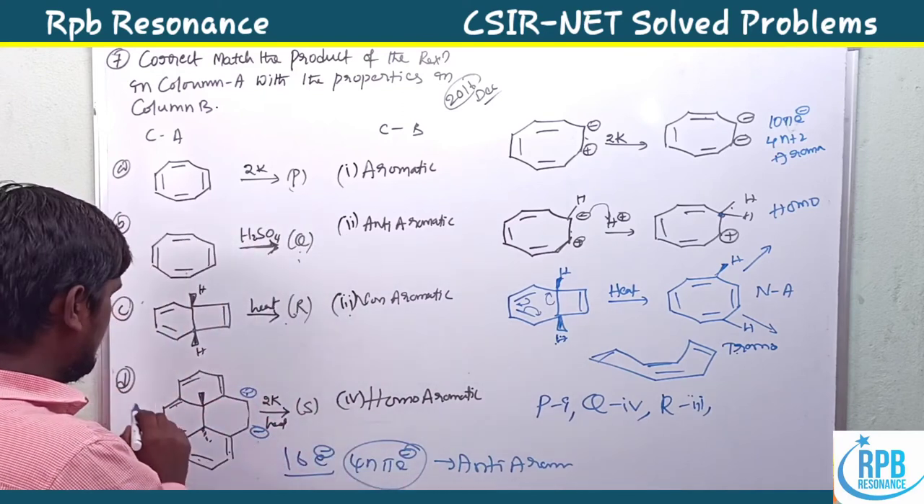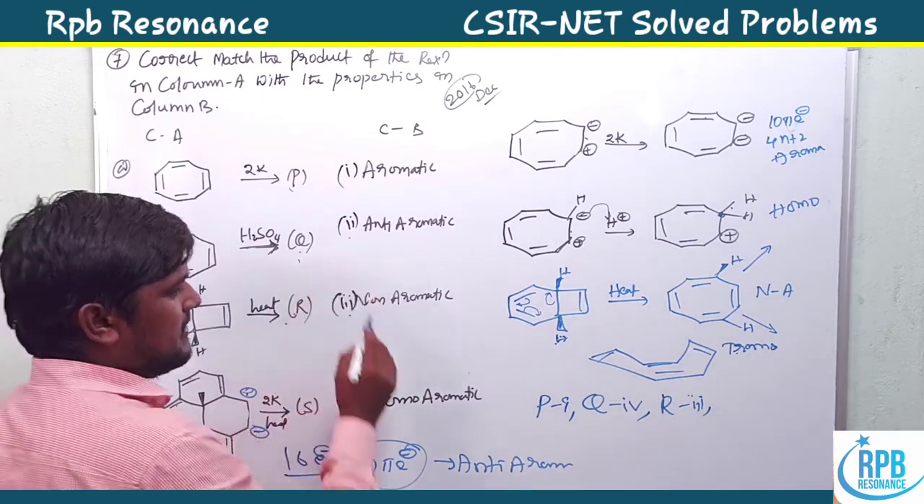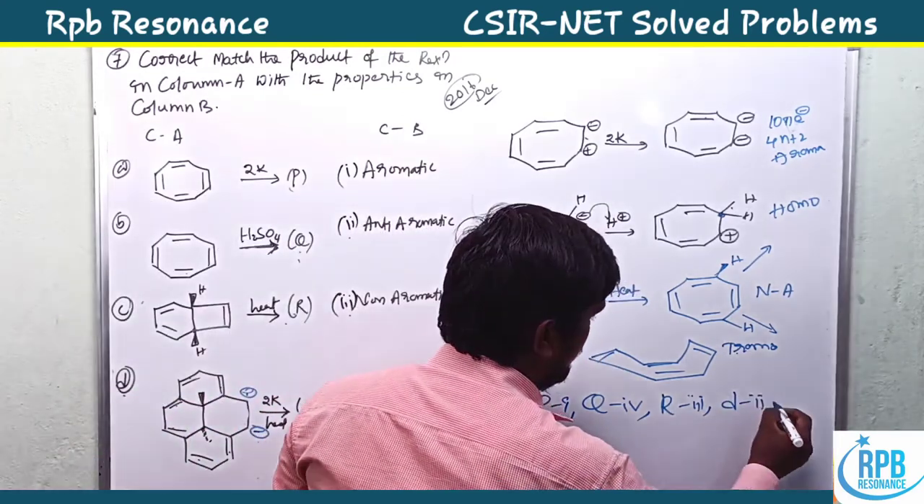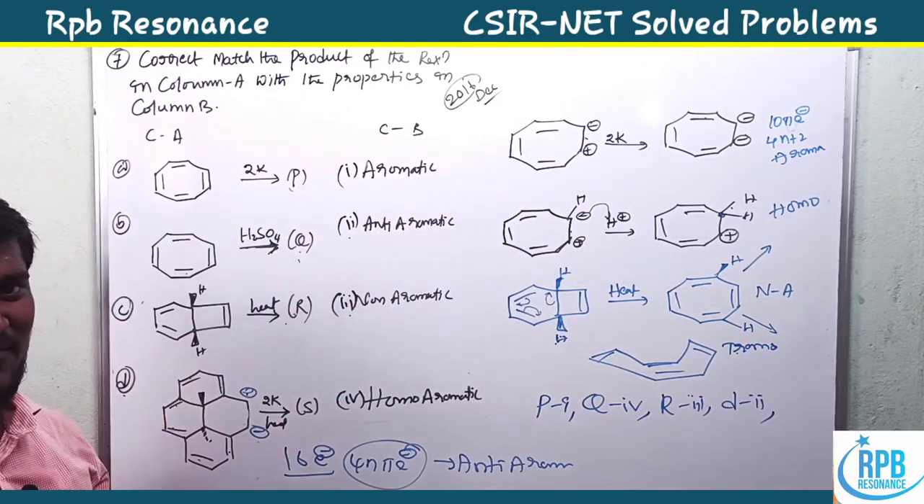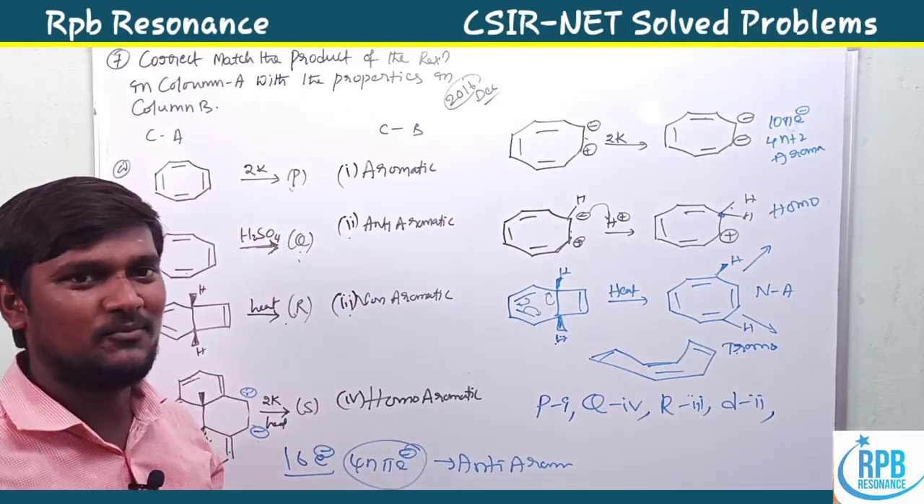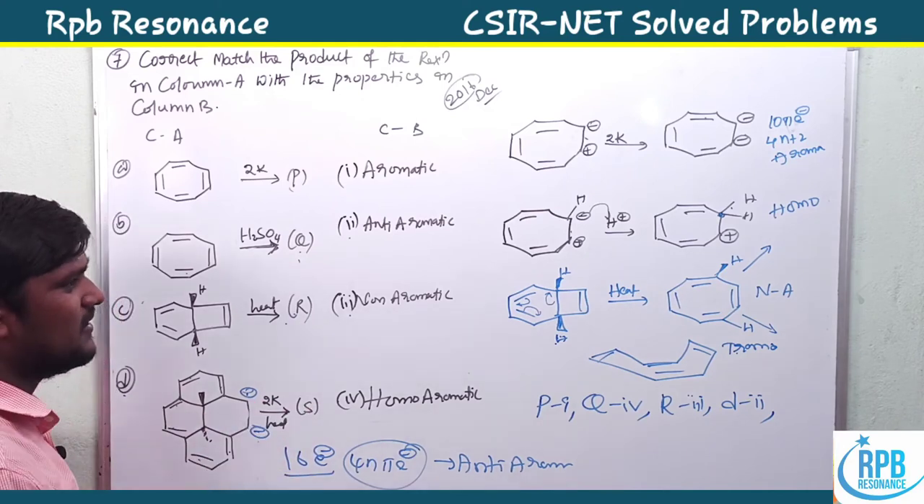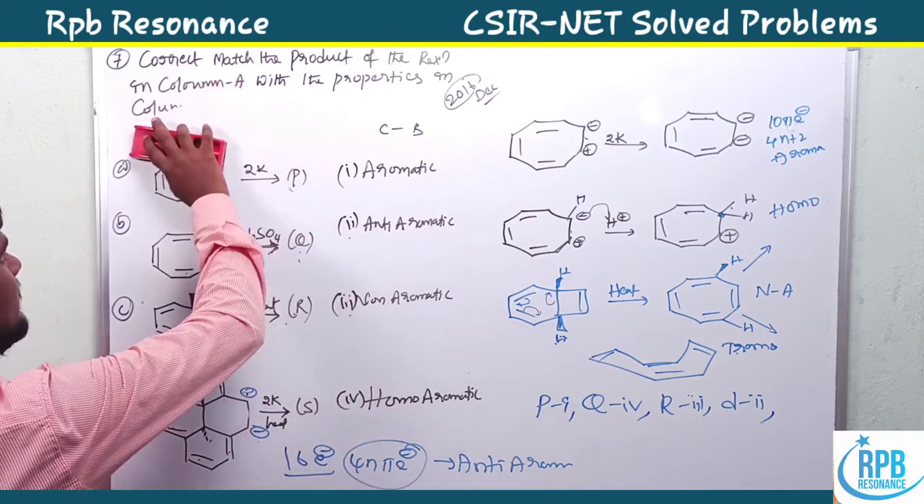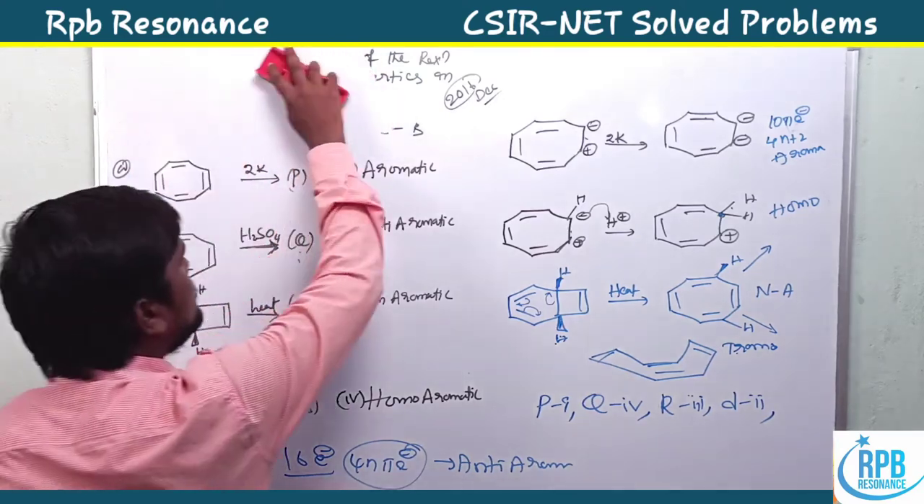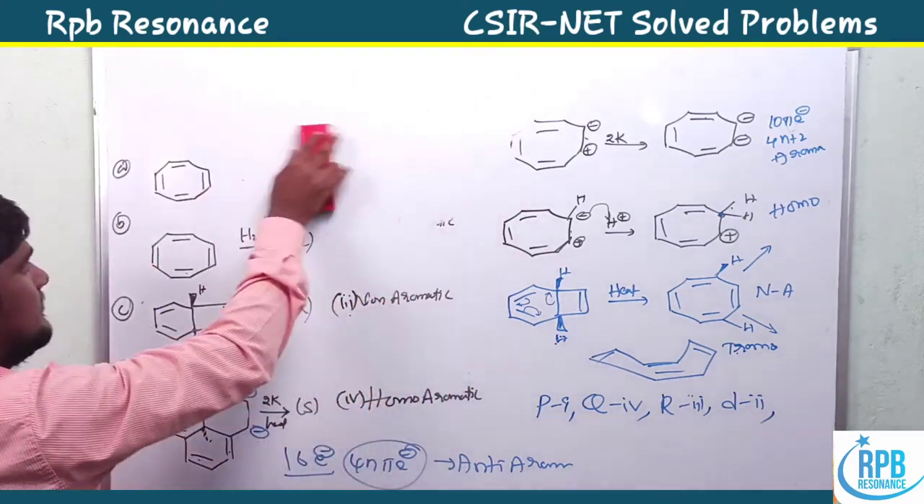Now the final one is S. S is nothing but anti-aromatic. S is 2. These are two very simple reactions. Whenever you know the concept, definitely you'll get the marks in any competitive exam. This is the seventh question. Now let us discuss some of the problems, the final two problems which were given in the recent CSIR.